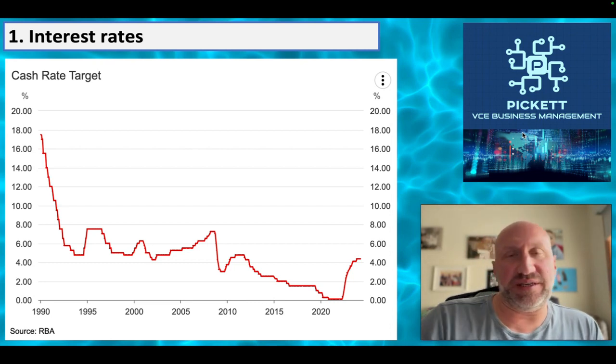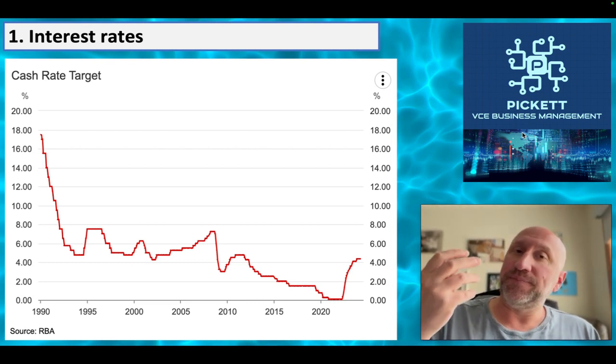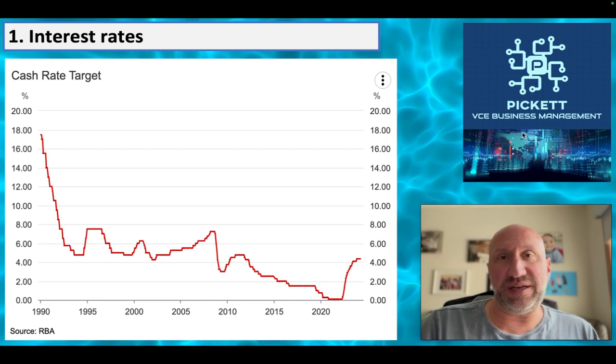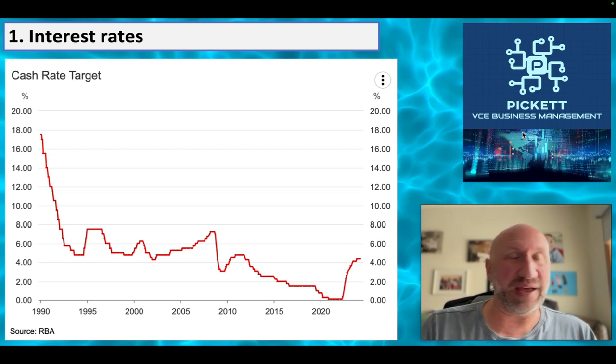So keeping it simple, if the banks have borrowed money at 1% interest rates and they lend it out at 3%, that 2% is the bank's profit. Okay, that's as simple as I can explain this.